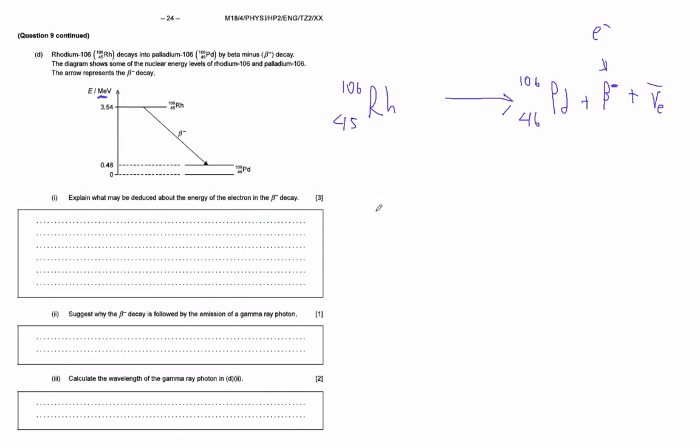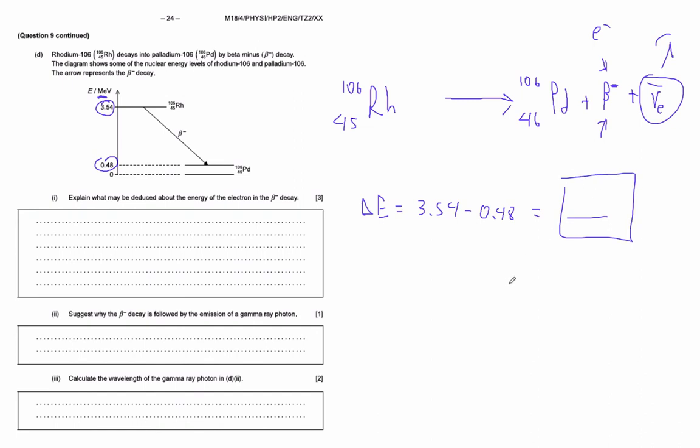And so the total energy of the decay is going to be the difference between 3.54 and 0.48. So the change in energy is 3.54 minus 0.48. But a neutrino is emitted that carries off some of that energy, and so the energy of that electron is going to be somewhere between 0 and whatever this is, 3.06 or something like that.